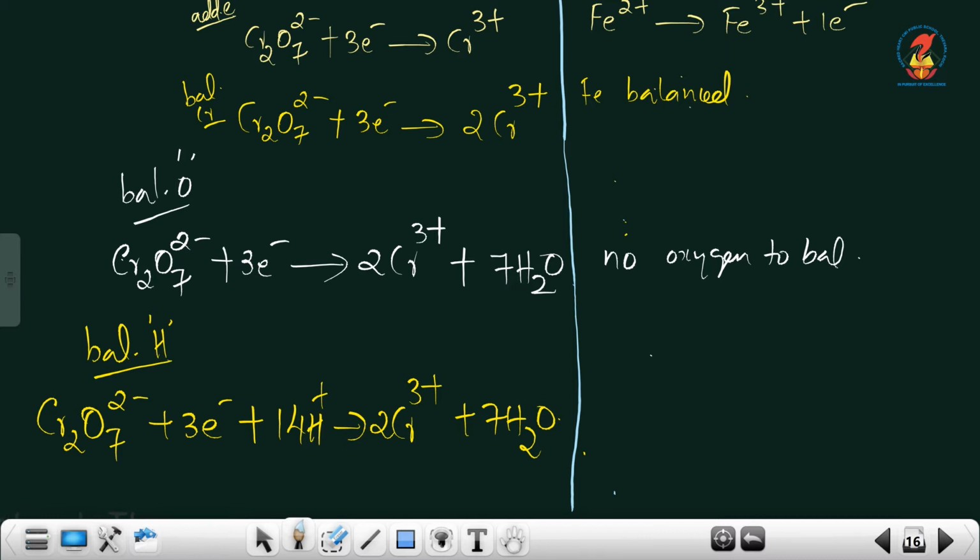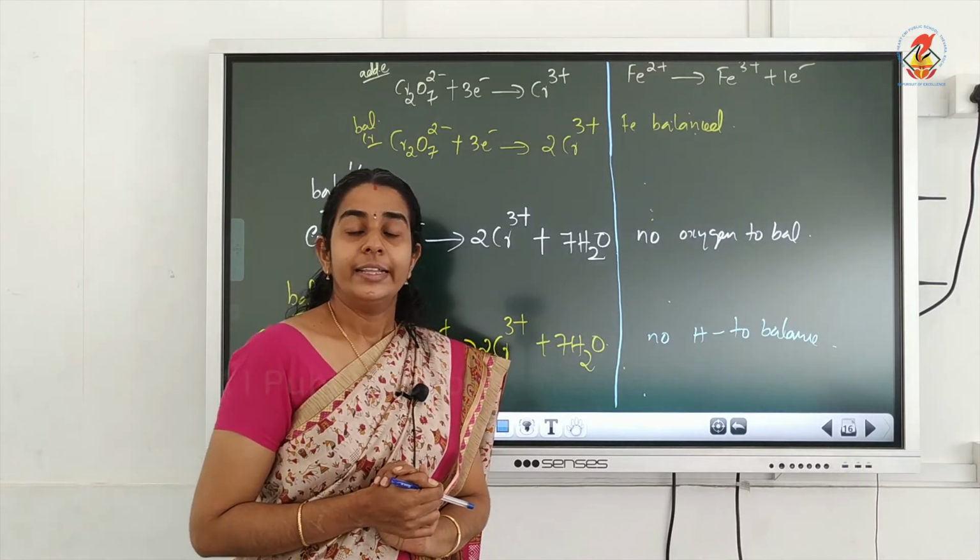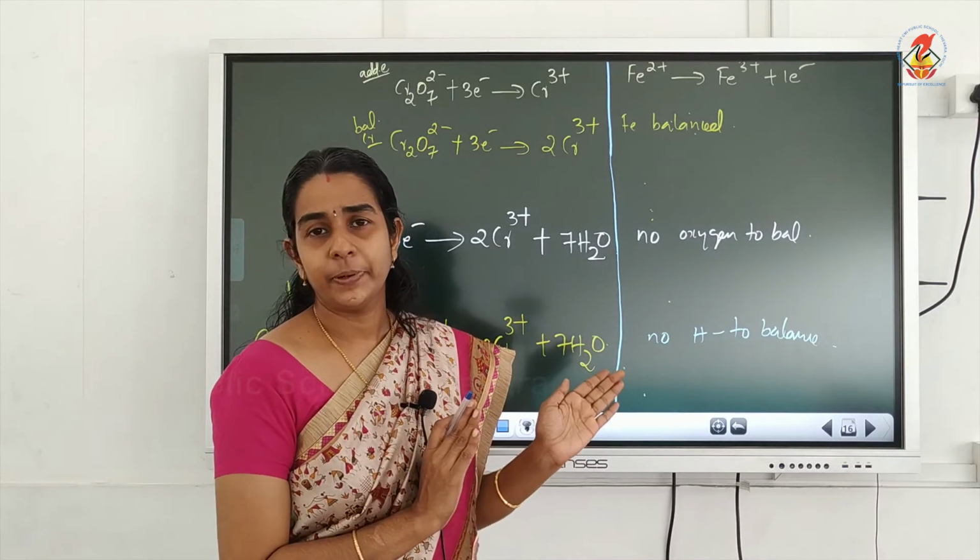Iron was already balanced, there was no oxygen to balance. Now here, no hydrogen to balance in this equation. So this is our equation on the right hand side, the oxidation half reaction. After balancing hydrogen, we have one equation on the left hand side and one equation on the right hand side. After balancing hydrogen, that is actually almost the last step.